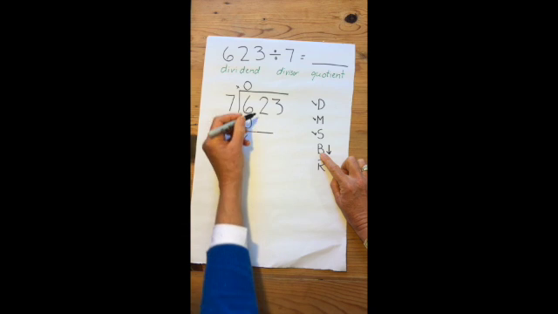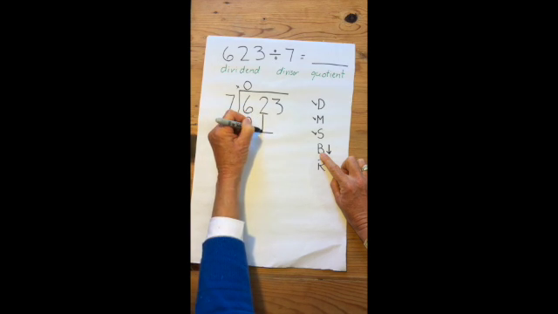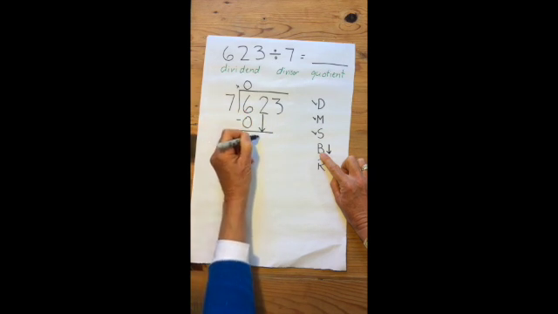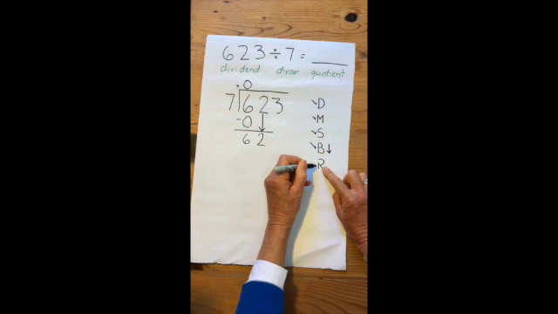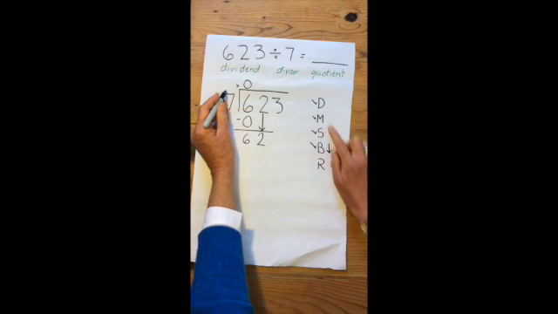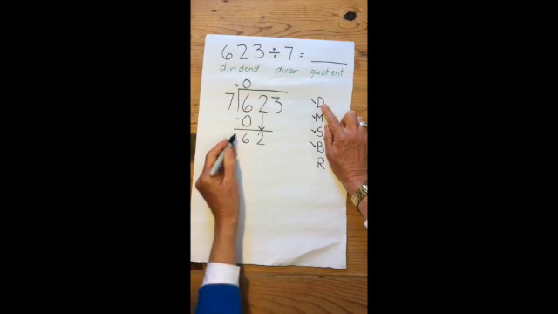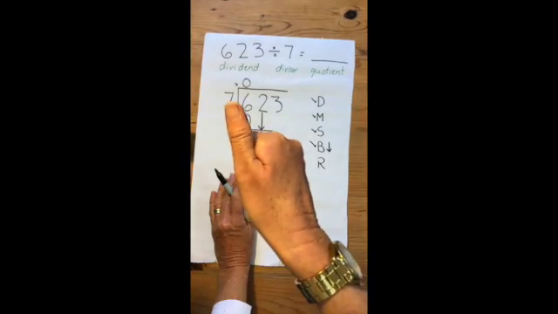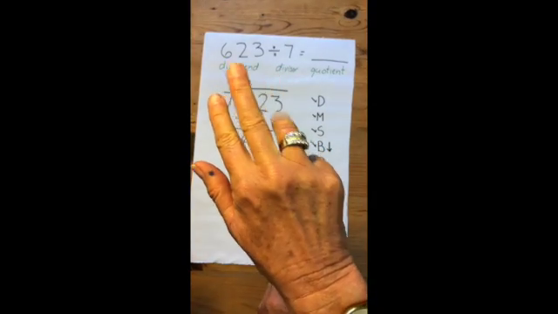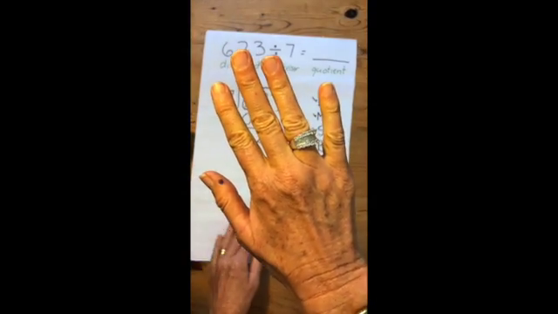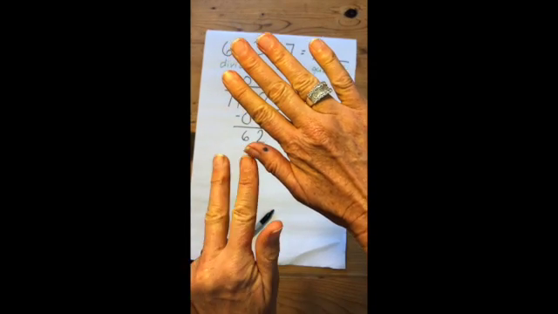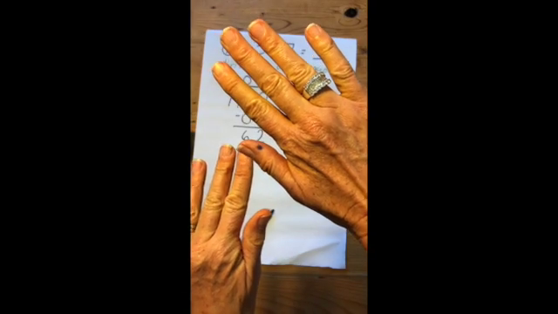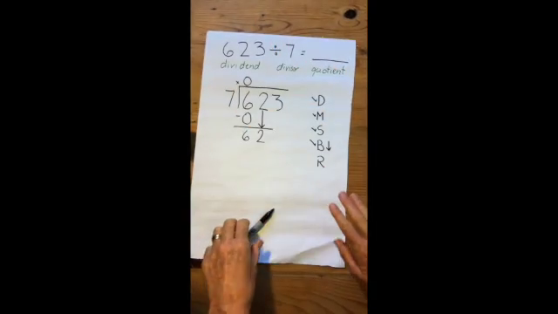And now I'm going to bring down. Remember, I always bring down to the line. This is like a claw, and it drops the 2 right at the line. Check. And now I repeat. So I go all the way up again, and I say how many 7's are in 62? 7, 14, 21, 28, 35, 42, 49, 56, 63. Too many, so that would be 8.